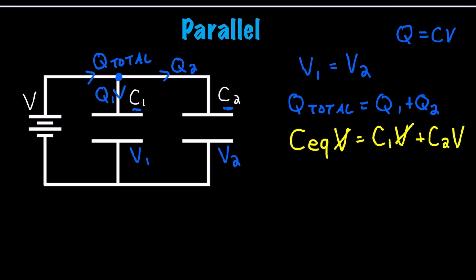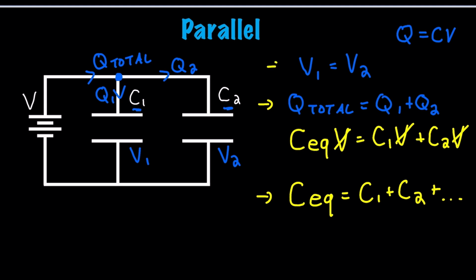Here the voltages cancel out, and I get that for capacitors in parallel, the equivalent capacitance is found by just adding up the individual capacitances. Here it's just C1 plus C2 because there's two capacitors, but this works for any number of capacitors in parallel. The capacitances just add together. So overall for capacitors in parallel, the capacitances add up, the charges stored on them add up, and they store the same potential difference across their plates.